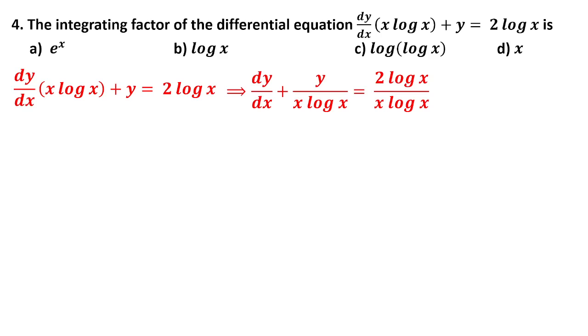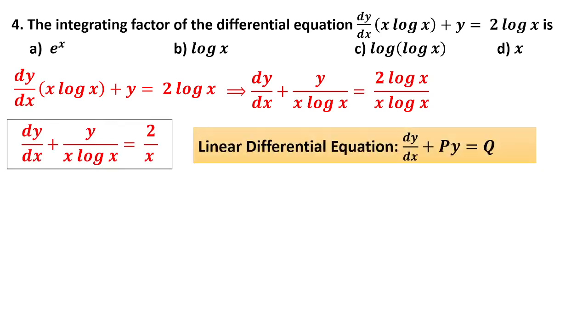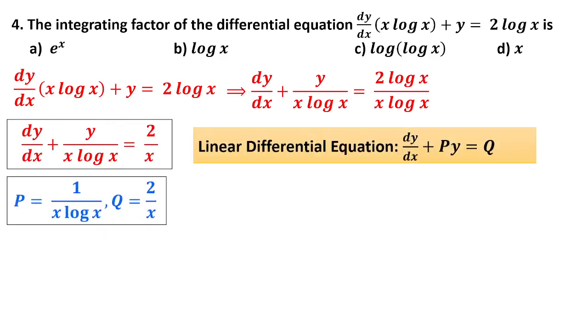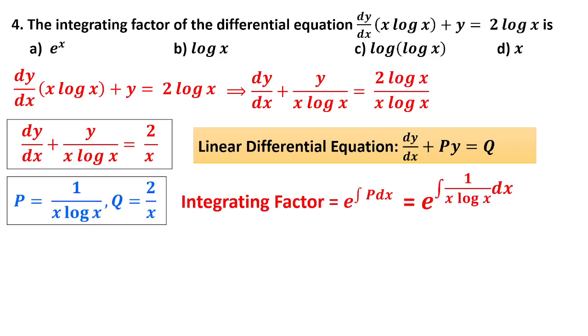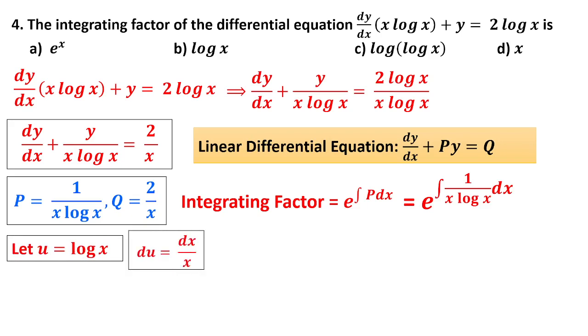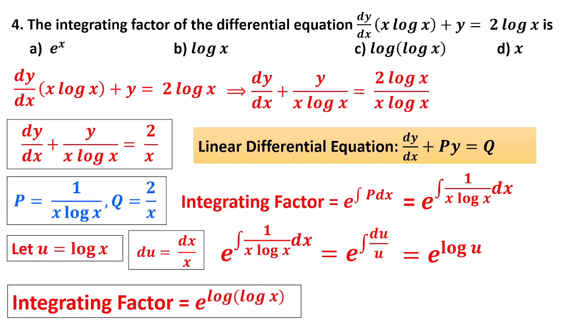That is the format. Now tell me what p is here. p is 1 by x log x, and q is 2 by x. For this linear differential equation, what is the integrating factor? e power integral p dx. Therefore, e power integral 1 by x log x into dx. Let u is equal to log x, and du is equal to dx by x. When I integrate, it is e power integral du by u, which is e power log u. Therefore, the integrating factor is e power log of log x.